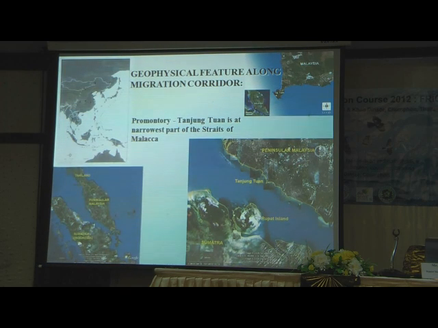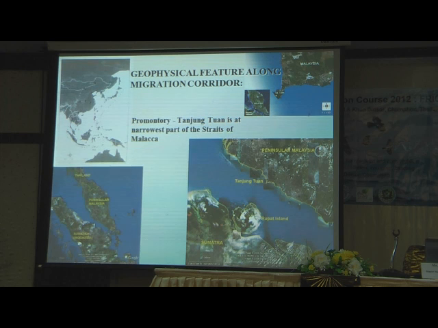Another feature that is often found along a route where you have many migrants is a cape. And if you again look at the map of Southeast Asia, you find that the best way to get to all these islands is to jump from Peninsula to Sumatra, Java, and so on. And as I mentioned before, they will always try to find the shortest route to cross any lake or sea.